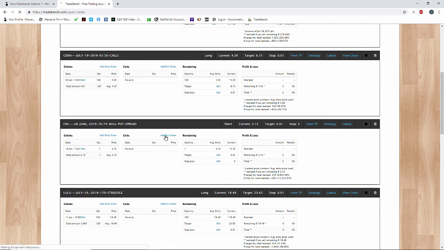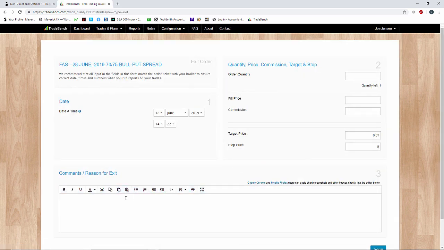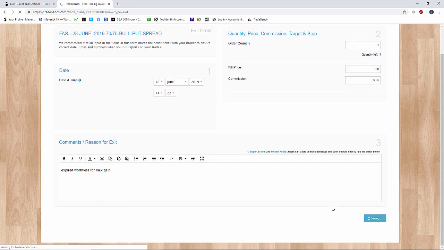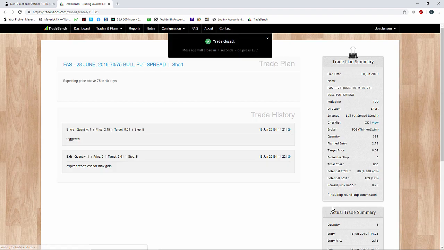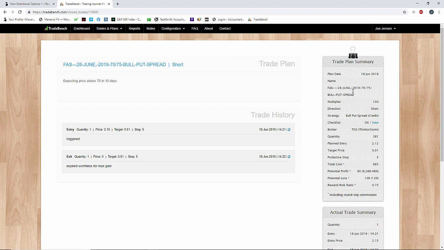Let's say that we exited and it expired worthless for max gain. Order quantity 1, fill price 0.0. Submit. Pretty easy. These are really easy when you're doing a net in, net out, especially for software that's not designed for options.